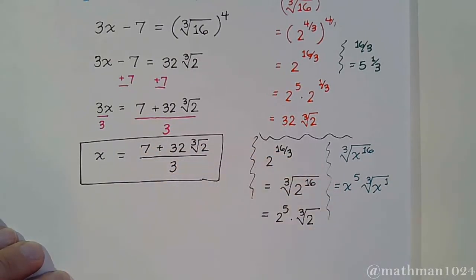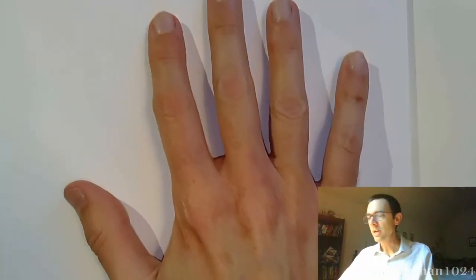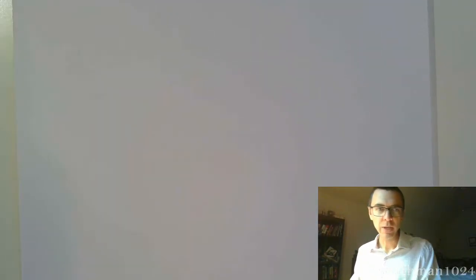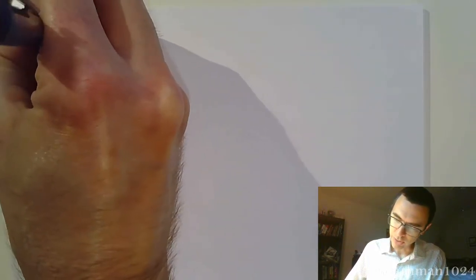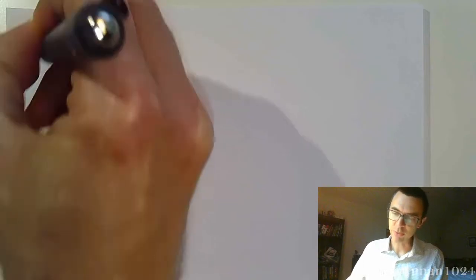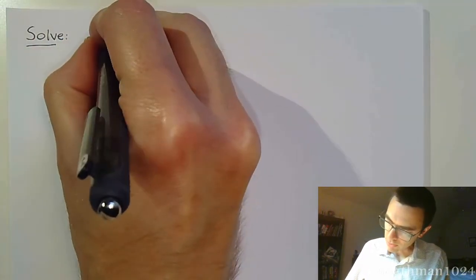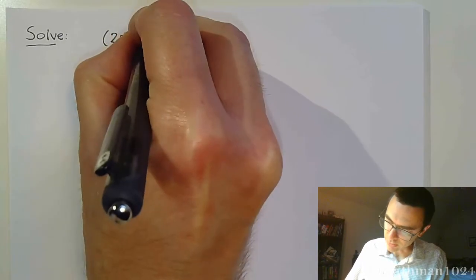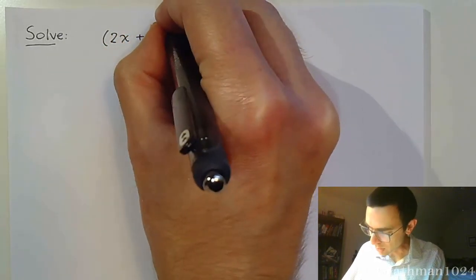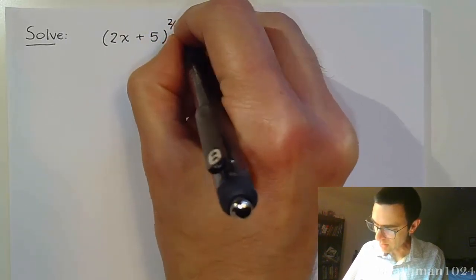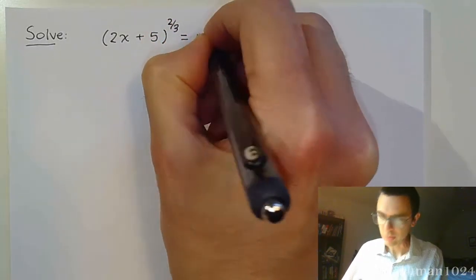All right, now please make note of this next problem that we're going to do, because in this next problem there's a bit of a trick, something that a lot of students tend to forget. I know every time I put it on a test, they forget one little piece of important information. If I take 2x plus 5 to the 2/3, it is equal to 49.